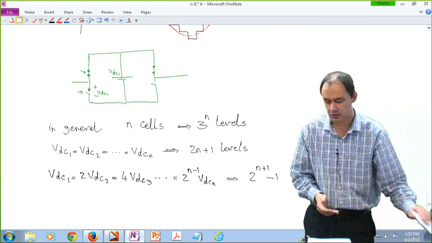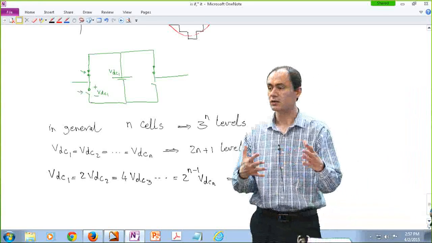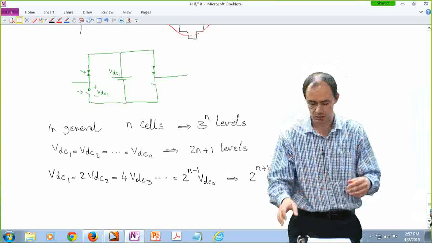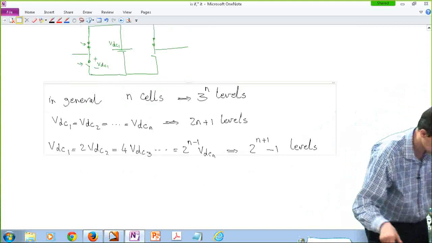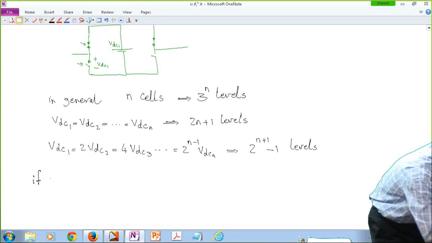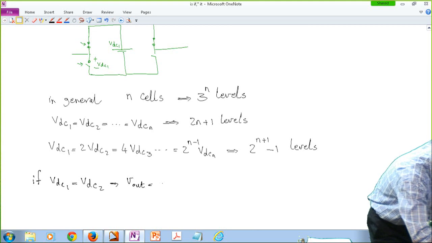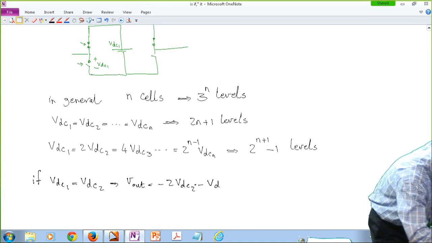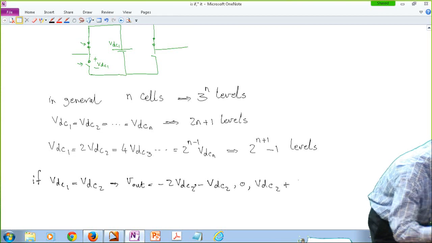Okay. So what happens to the other levels? Basically, we are going to have some redundant levels once there is a relationship or a proportionality between VDC1 and VDC2. Like, if they are identical or one of them is twice as much as the other, you're going to see there is going to be some redundancy. For instance, let's take a look at that. For the example that I had above, with only 2 H-bridges, if VDC1 is the same as VDC2, then Vout would be negative 2 VDC2, negative VDC2, 0, VDC2, or twice VDC2.